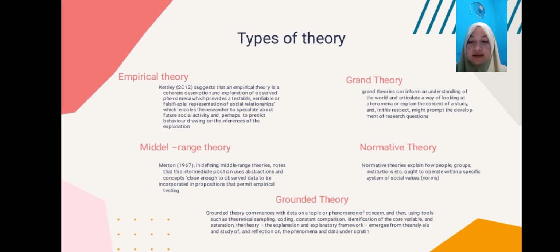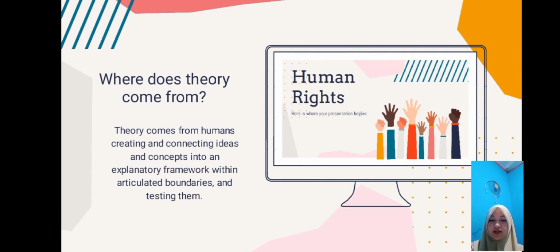And grounded theory. Grounded theory commences with data on a topic or phenomena of concern and then uses tools such as theoretical sampling, coding, constant comparison, identification of the core variable, and saturation. The theory, the explanatory framework, emerges from the study of and reflection on the phenomena and data. And the last is, where does theory come from? Theory comes from humans creating and connecting ideas and concepts into an explanatory framework within articulated boundaries and testing them.